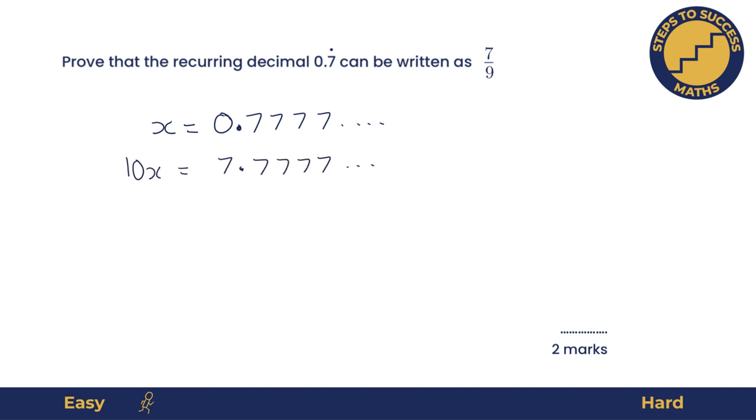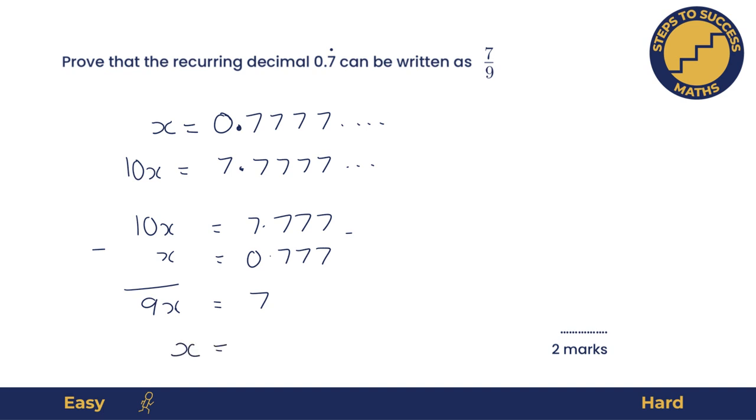And the point of doing that is that when we take these away from each other, we're going to get rid of all these numbers after the decimal point. So 10x take away x is 9x, and 7.777 take away 0.7777 is just 7. So we've got 9x equals 7. And then if we just rearrange that to get x on its own, we've got x is 7/9, which is what we were trying to prove.